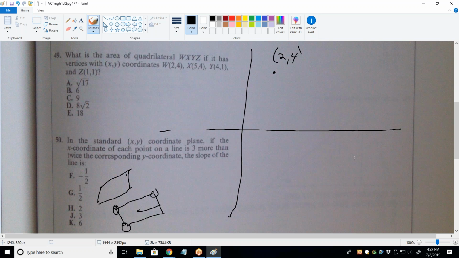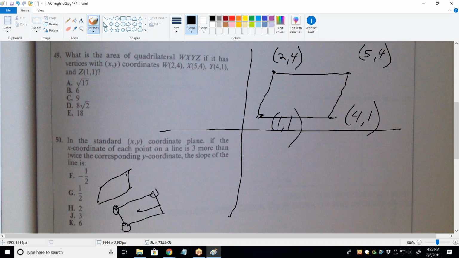2, 4 and 5, 4. It's starting to look like the top axis and 4, 1. Let's see, 4, 1 has got to be about right there. And never waste the time to do these exactly. It's not worth the effort to put a grid on there. In other words, there's nothing wrong at all with approximating it. And now we notice that both the top and the bottom horizontal lines are parallel with the x-axis. Yes.